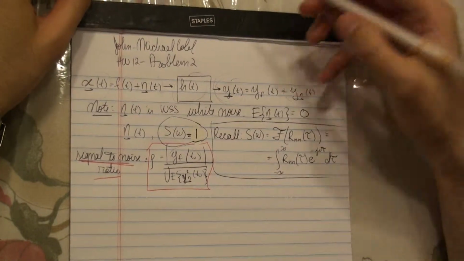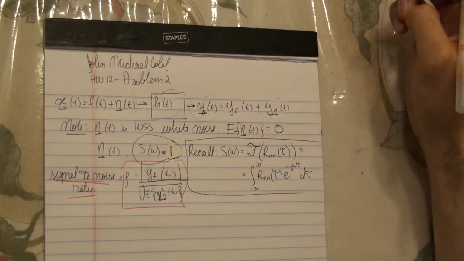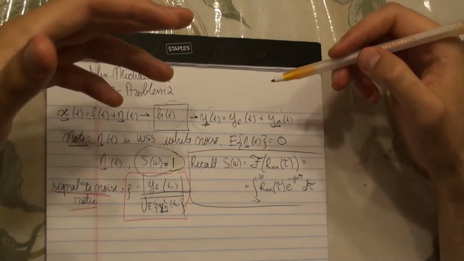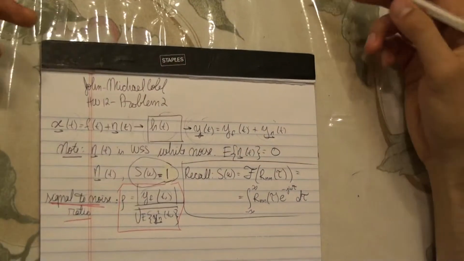So the problem wants us to find h of t, the impulse response, such that the output maximizes the output signal to noise ratio.